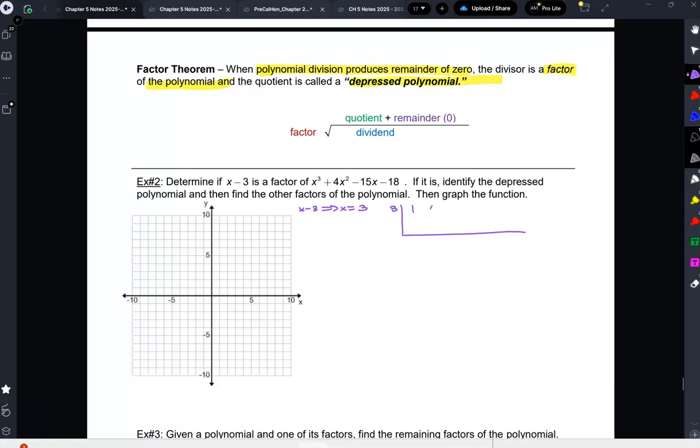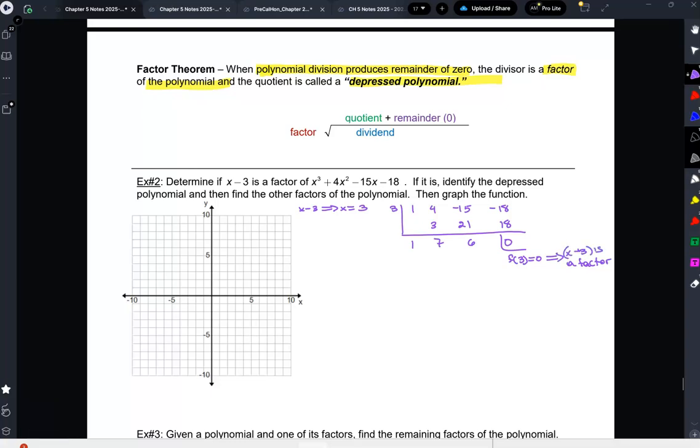We get 1, 4, negative 15, negative 18. So here, 1, 3, 7, 21, 6, 18, 0. Yes, it's a factor, right? Because f of 3 equals 0, it's a factor. X minus 3 is a factor.